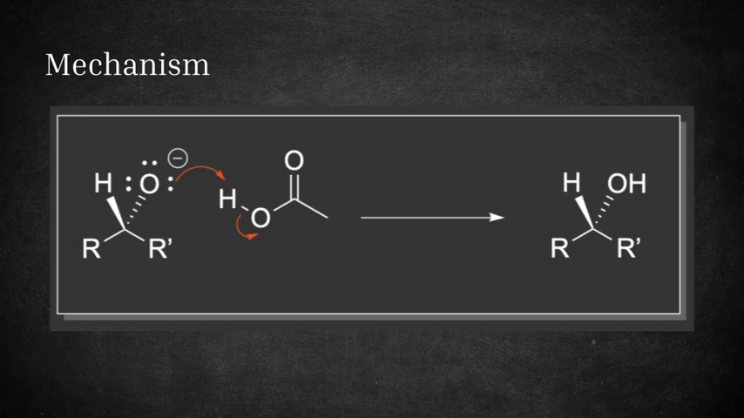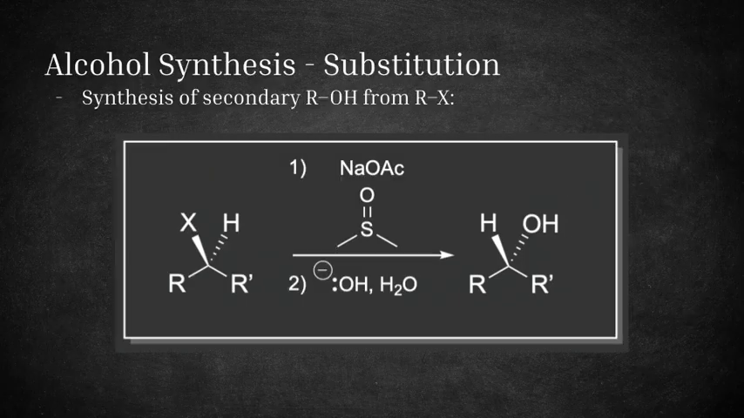forming the secondary alcohol. Because the first step of this two-step reaction is an SN2 reaction with acetate as the nucleophile, it is important that the substrate does not have significant beta branching. Steric hindrance from beta branching can impede the nucleophile's approach, thereby discouraging the SN2 reaction from proceeding efficiently.